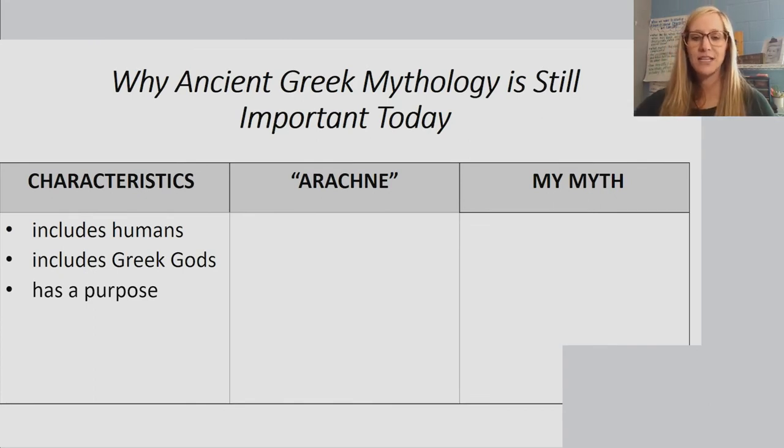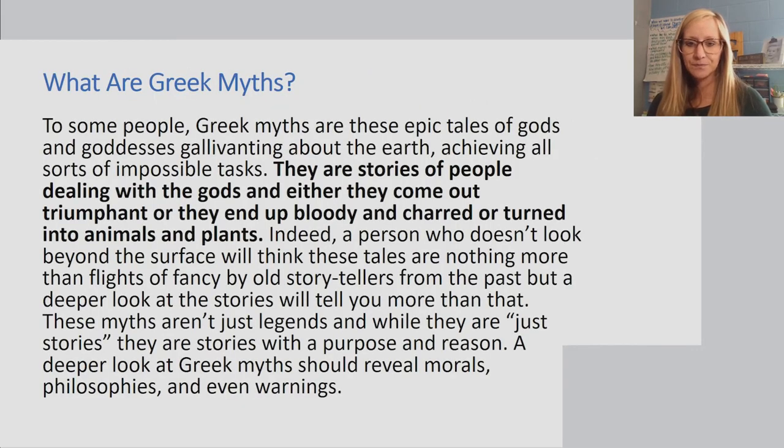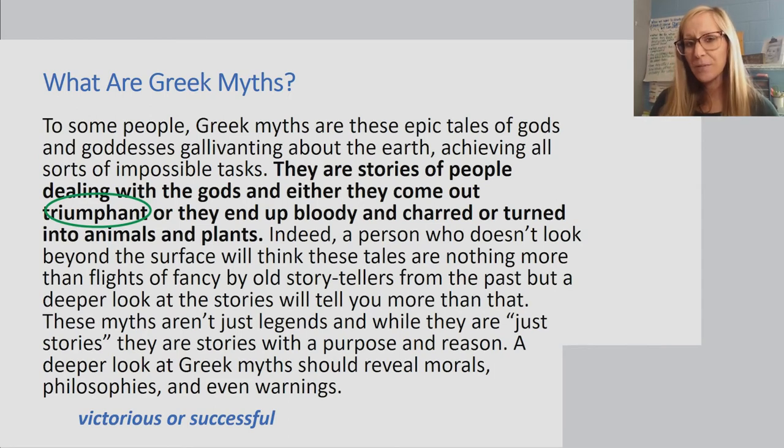Let's take a look at one more sentence. It says, they are stories of people dealing with the gods, and either they come out triumphant or they end up bloody and charred or turned into animals and plants. Triumphant means victorious or successful. Are the humans in Greek myths always successful? Not really, because in the story of Arachne, we know that she was turned into a spider, so that's not quite a triumphant ending for Arachne.